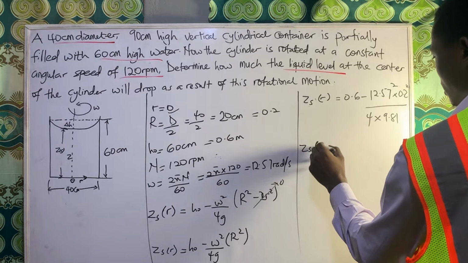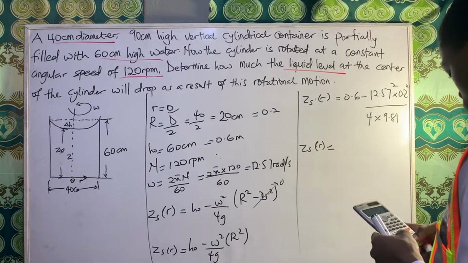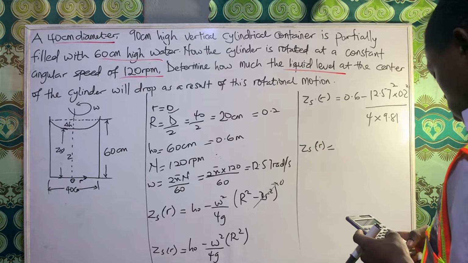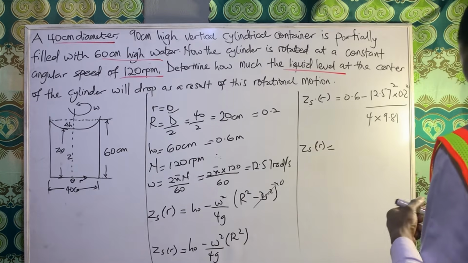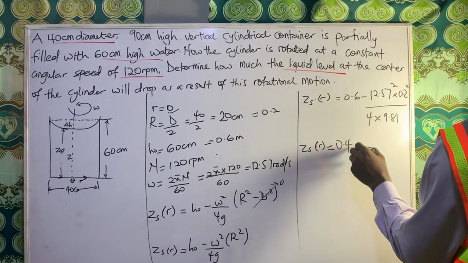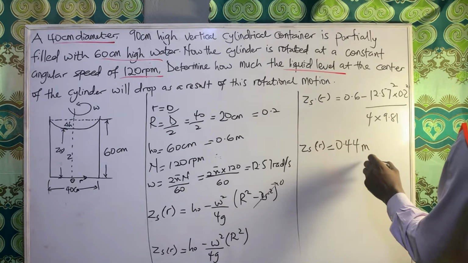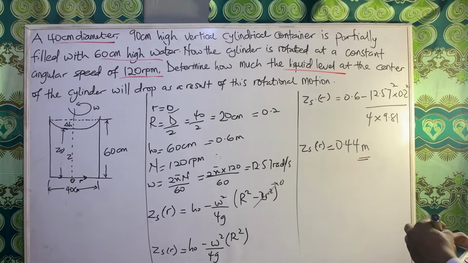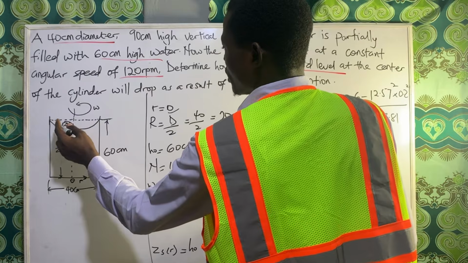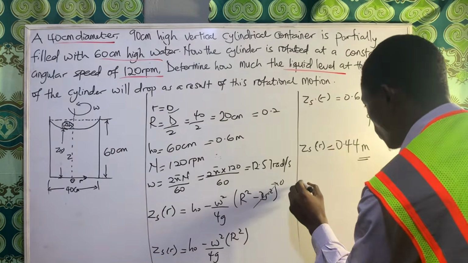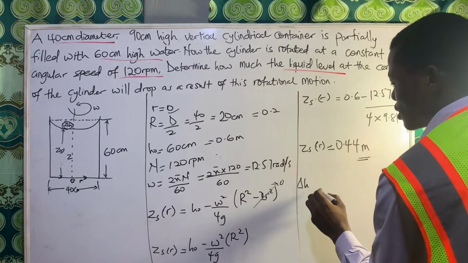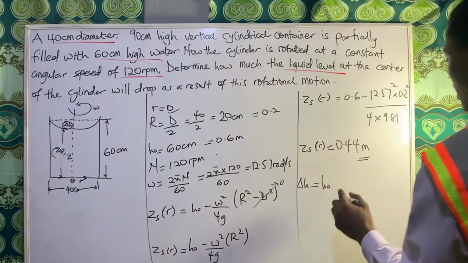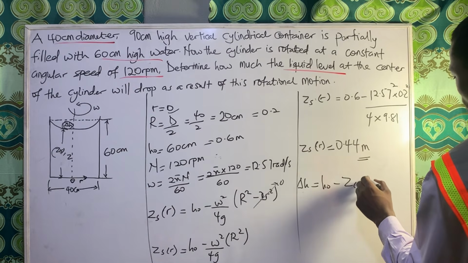And our ZS of R is going to be equal to 0.44 meters. So this is what we'll get for our ZS. And we need this answer here. So delta H is going to be equal to H naught, which is the total length, minus what you found, that's ZS of R.